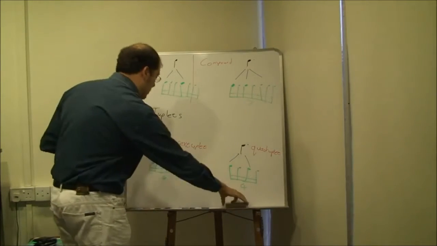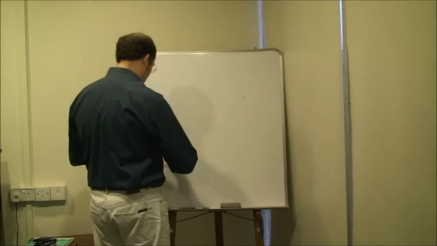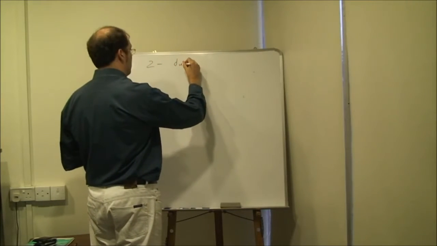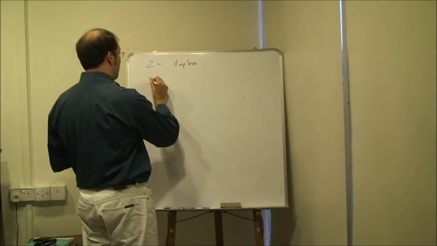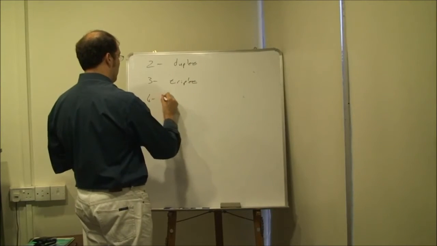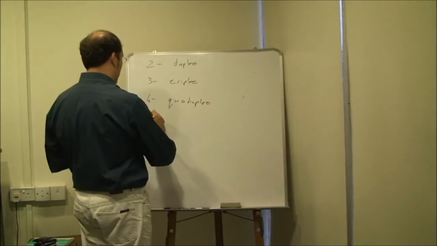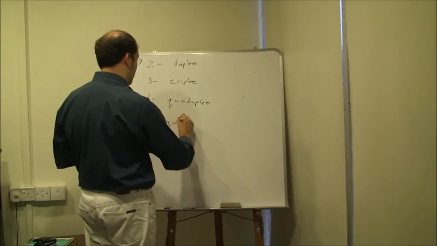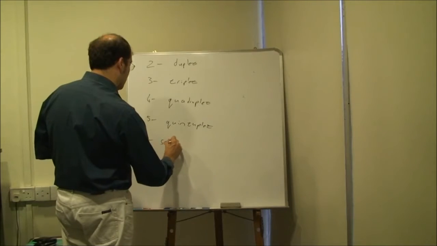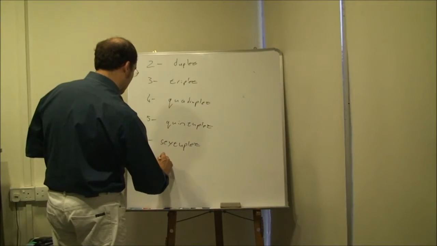So if you've got, let me just write all this out. If you've got 2, it's a duplet. If you have 3, it's a triplet. If you have 4, it's a quadruplet. 5 is a quintuplet. 6 is a sextuplet. And 7 would be a septuplet.